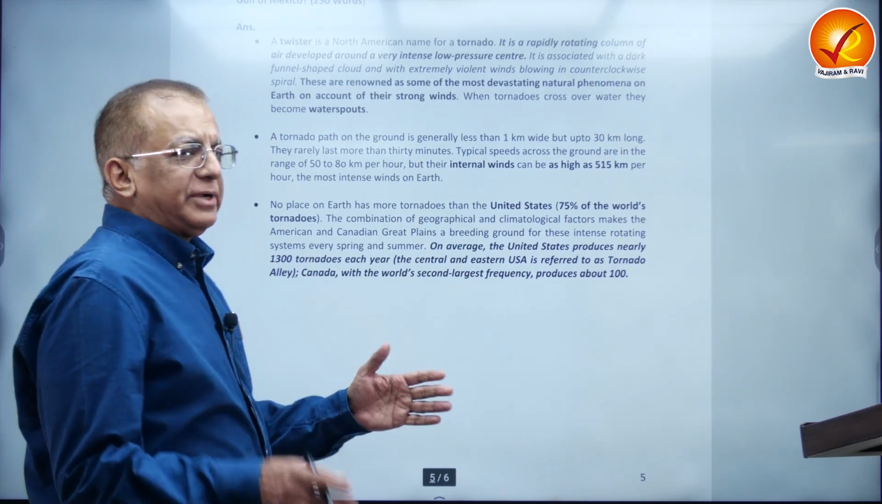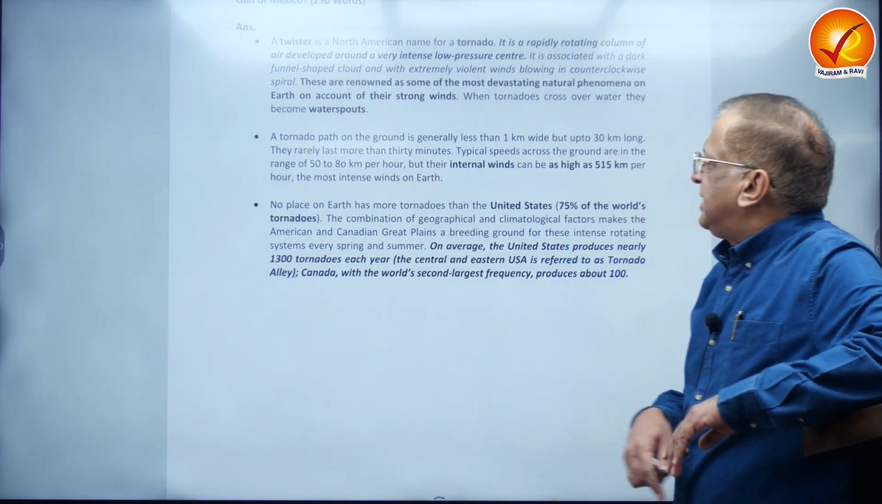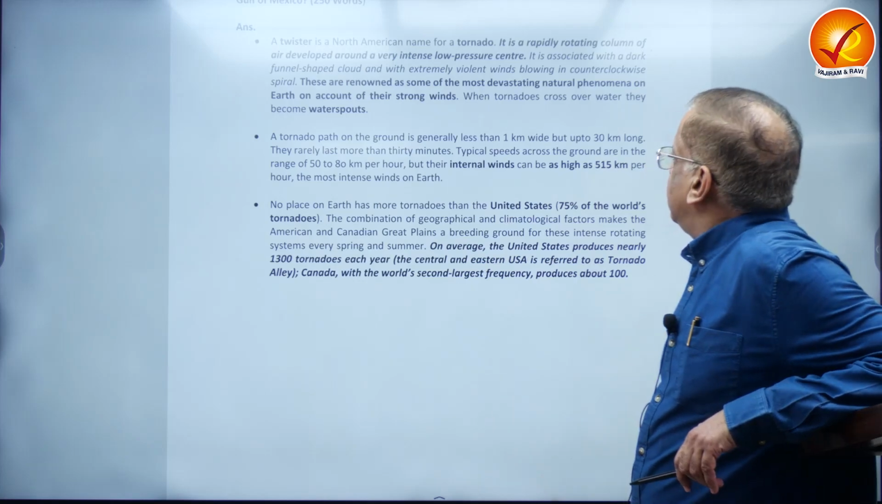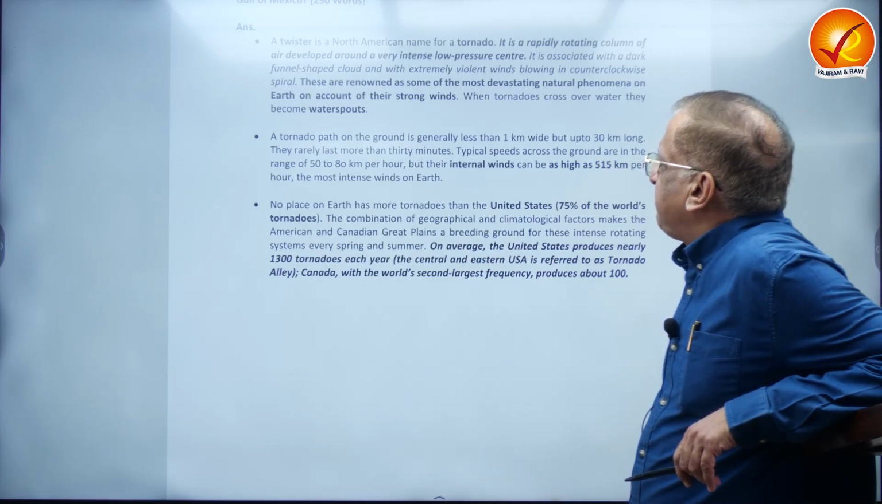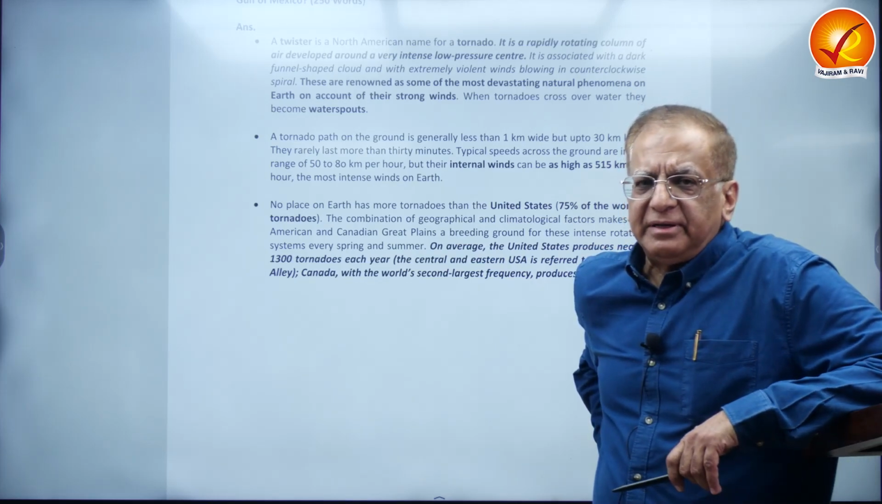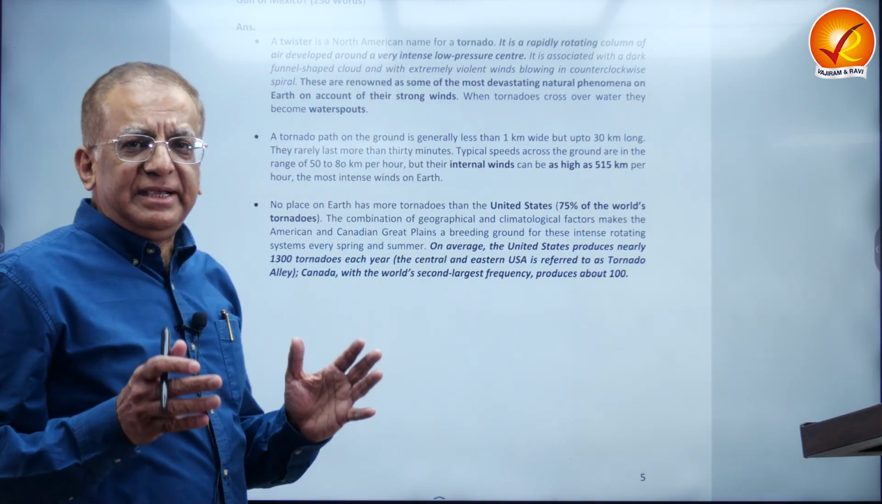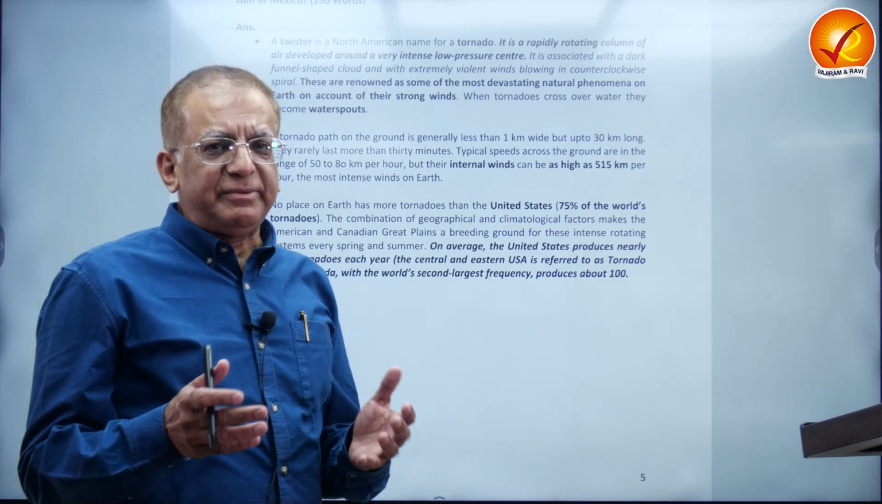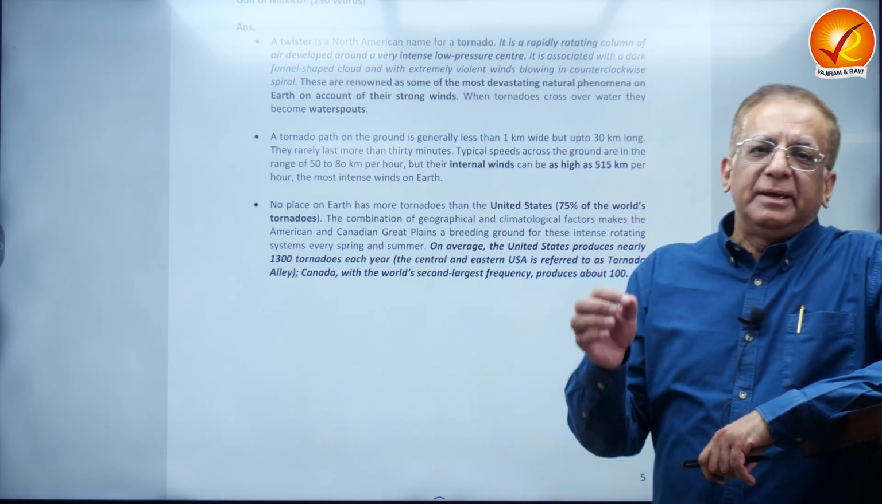And when we look at their dimensions, a tornado path on the ground is generally less than a kilometer in width, but it may be about 30 kilometers long, and they do not last for a long time. Rarely have they been seen to go beyond 30 minutes. So these are very intense systems. They do not survive very long, and it's good that they do not, because they are a reason for great destruction on their path. Even buildings cannot stand their onslaught.